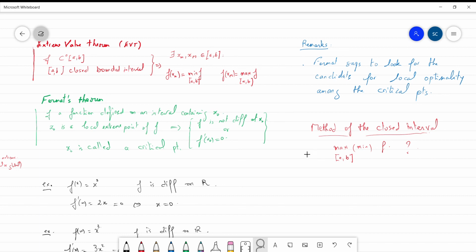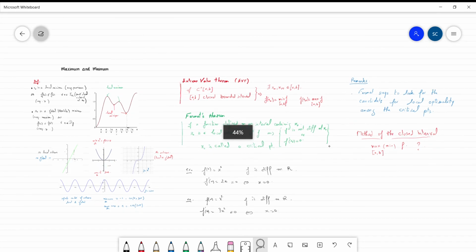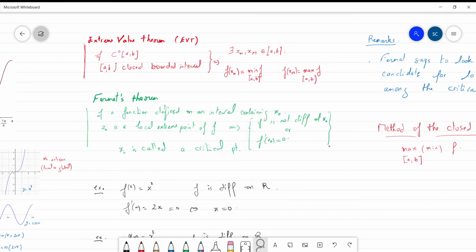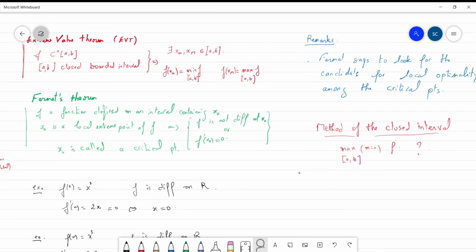So either at A or B, or in the interior, between A and B. But when they are interior, that means they are local extreme points. They may be local extreme points, because we want the maximum and minimum. If they are inside, they also become local maximum and minimum. So that's why the method consists of finding first the local extreme points.